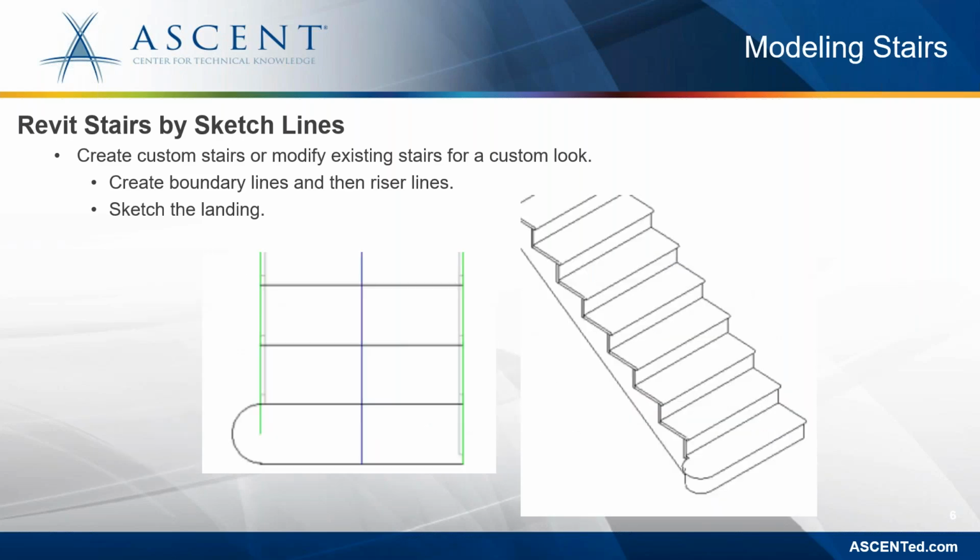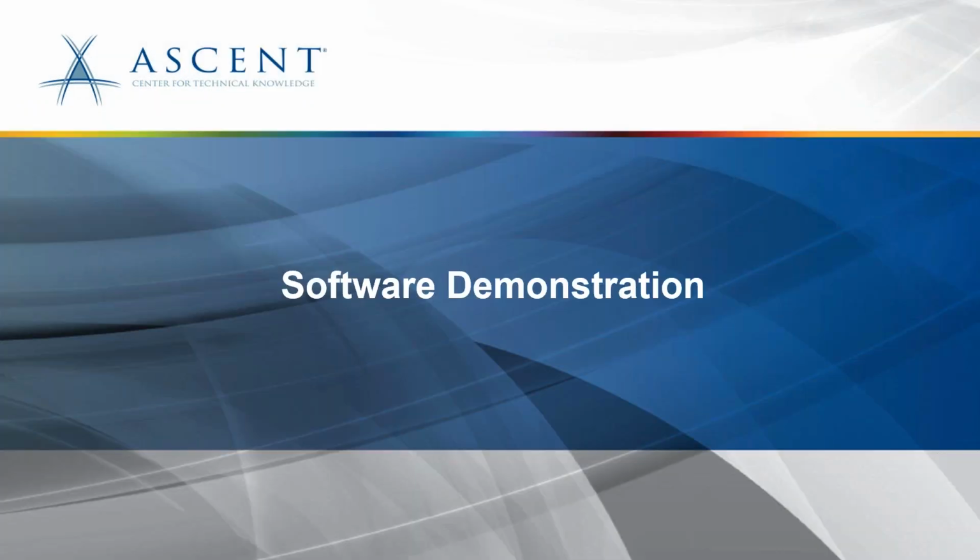You can modify an existing stair by converting it to a sketch and then modifying the necessary components. Here you see on the left, I have converted the stairs and I modified the end of the tread there so that it has the kind of circular step there. Now let's flip over to Revit and we'll take a look at this workflow and also draw a custom stair and just review the properties and controls of the stairs.